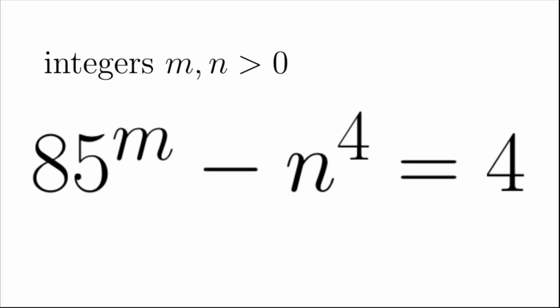In this video, we are going to find positive integers m and n such that 85 to the power m minus n to the power 4 equals 4.